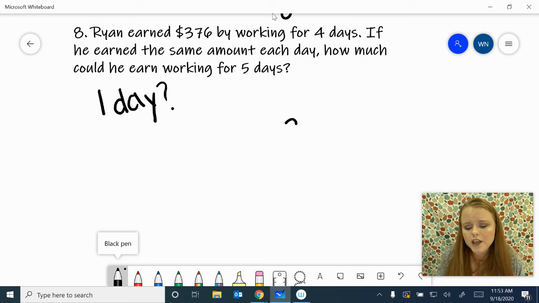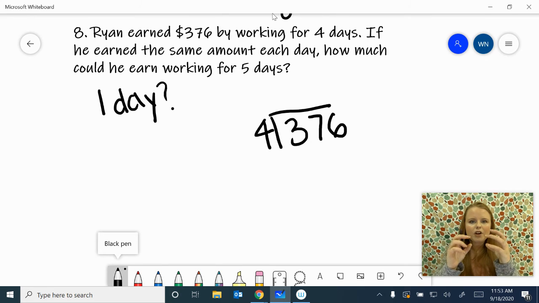So we know that he earned $376 for 4 days. So we're going to take that money that he earned and we're going to divide it up by the number of days that he worked, which was 4. So let's go ahead and do this division problem together. Be writing it down in your book so you're keeping up with me. We know that 4 can't go into 3. I can't take 3 things and divide them by 4. So we're not going to put a number there.